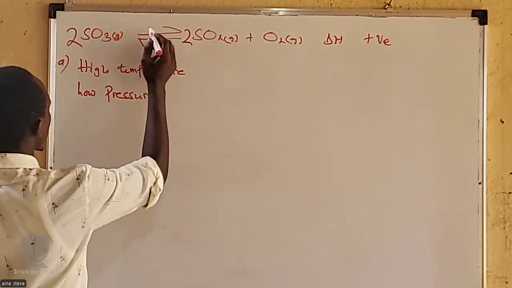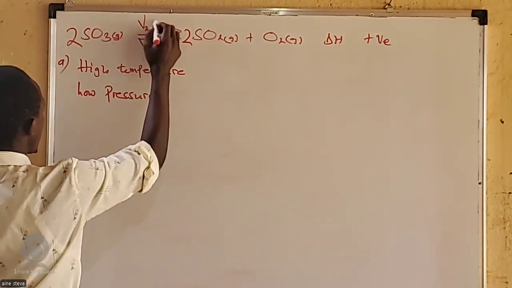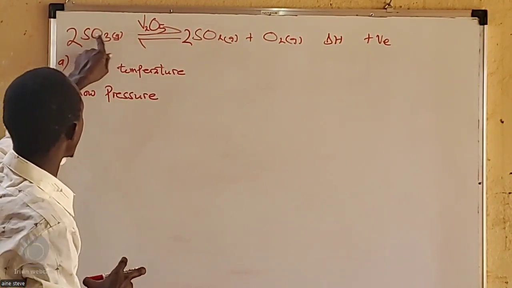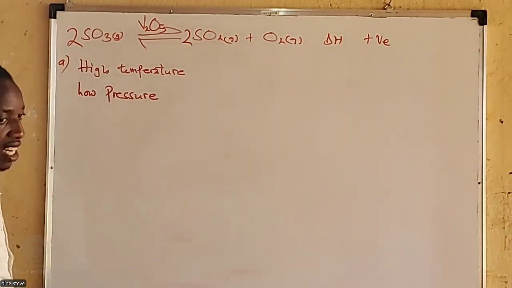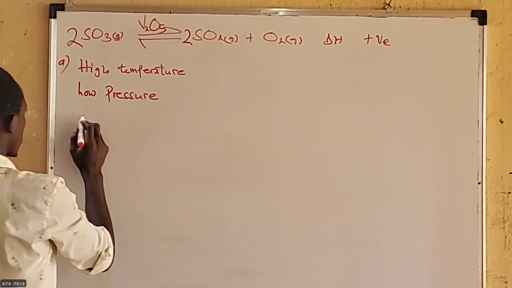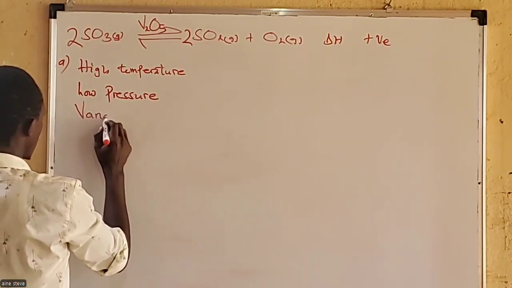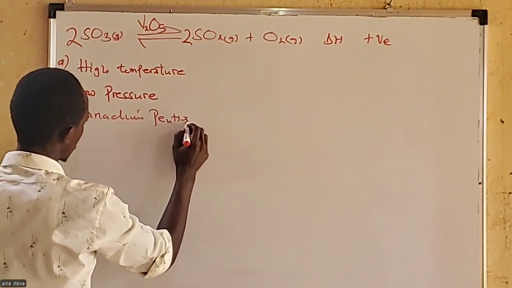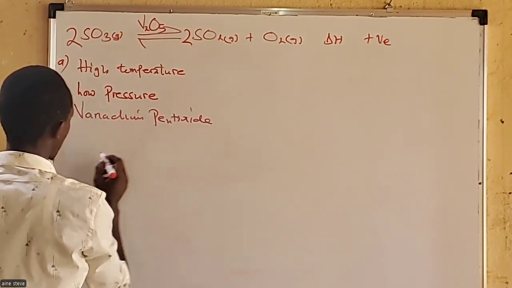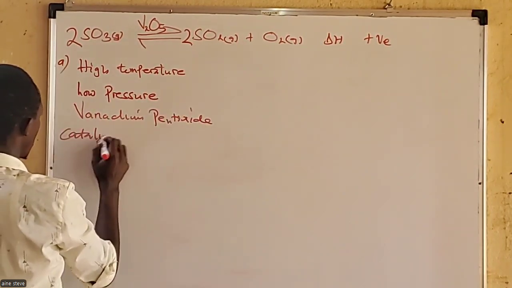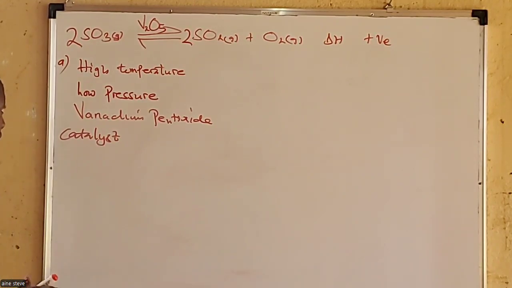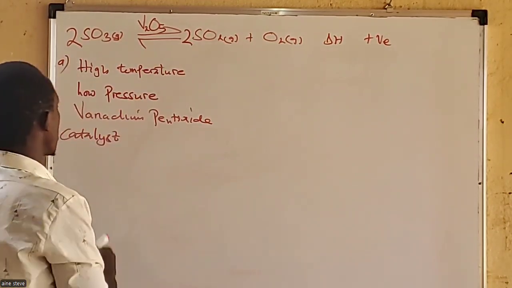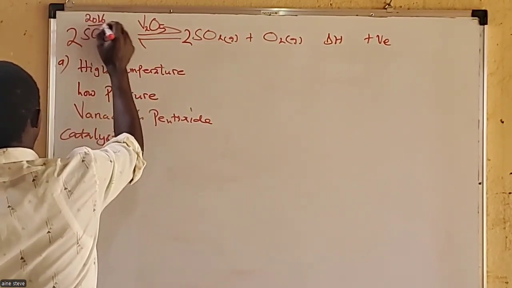Now, students can go ahead and talk about the catalyst, which is vanadium pentoxide catalyst, because this catalyst favors both forward and backward reaction, okay? So somebody can also talk about vanadium pentoxide catalyst. So those are some of the conditions that favor this kind of reaction. The question I was looking at is 2016, I think.